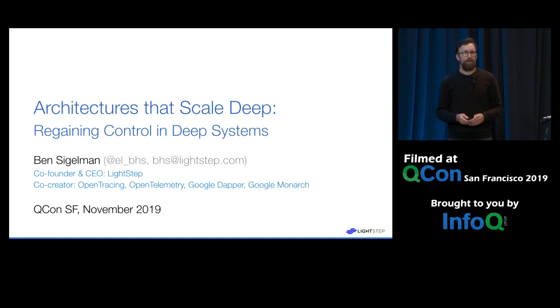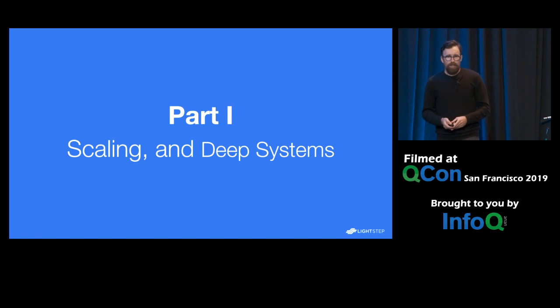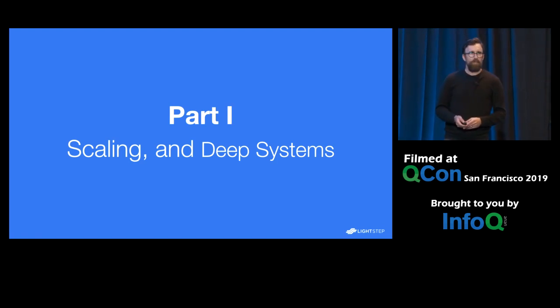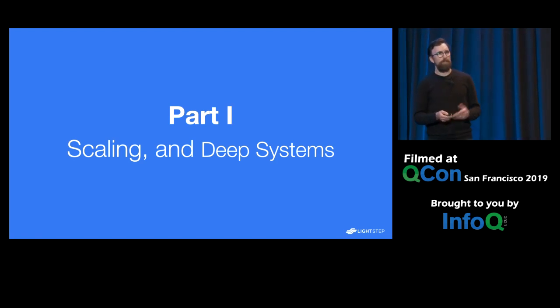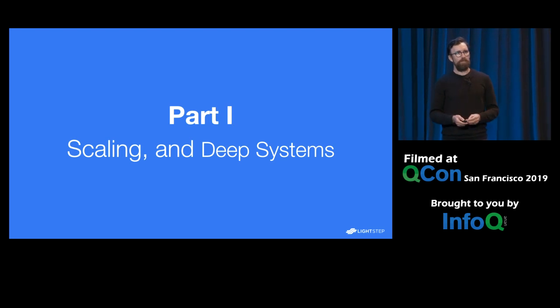I am indeed here to talk about architectures and not to talk about products or anything like that. Particularly, I want to talk about the idea of depth in systems and the implications of depth, and specifically how we can think about that in the context of a couple of problems that I've been working on for a long time, just because those are the ones I'm most familiar with. So the talk is divided into three parts. The first part is about scaling in general and deep systems.